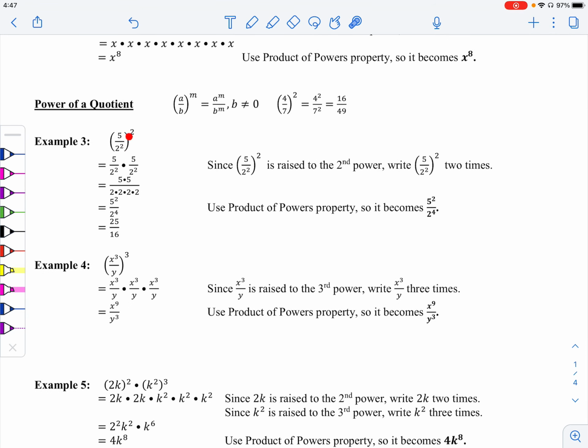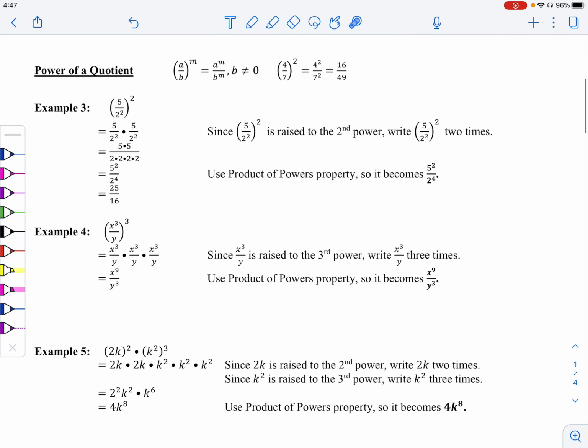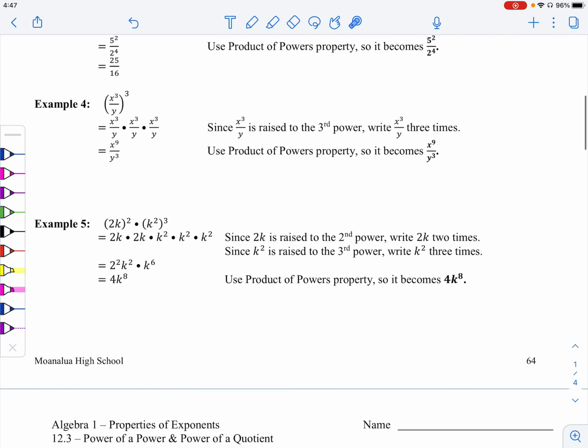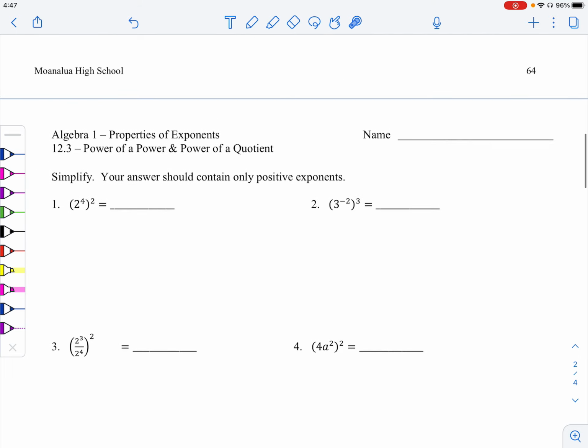Same as if it's a fraction, same thing, just write it out. So squared, write it out twice. And then see what you have, cancel, if you can. Okay, so let's try these.